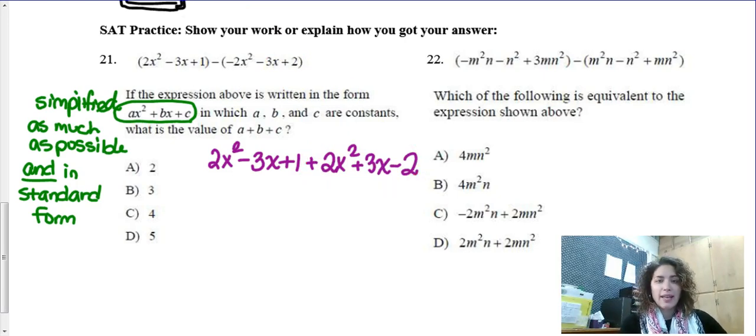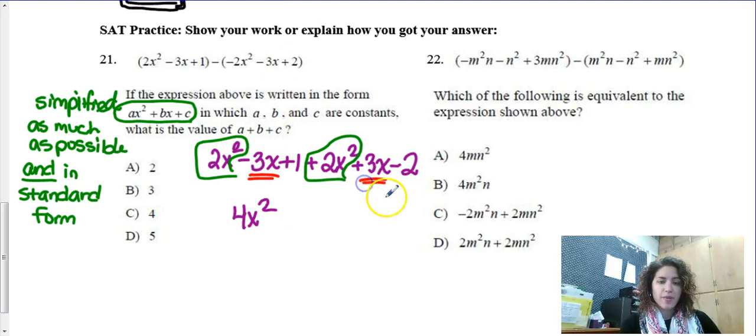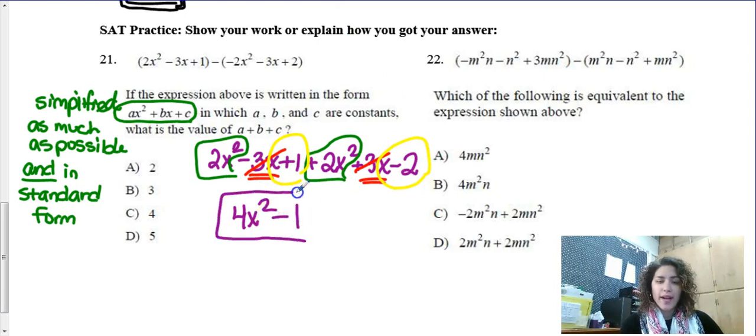Now let's combine like terms. I see that I have 2x squared and a positive 2x squared. That makes 4x squared. Negative 3x and a positive 3x, those cancel out to 0 because negative 3 plus 3 is 0. And then last but not least, positive 1 and a negative 2 is a minus 1. So this is what I have for my answer, but none of these answers look like that.